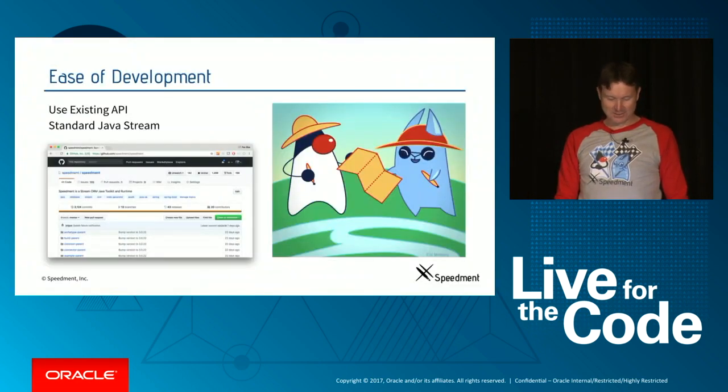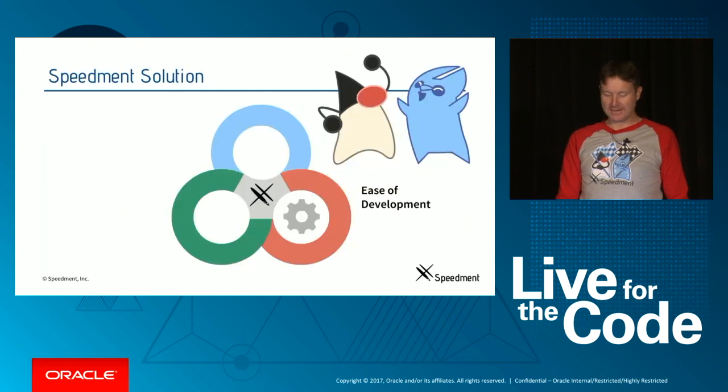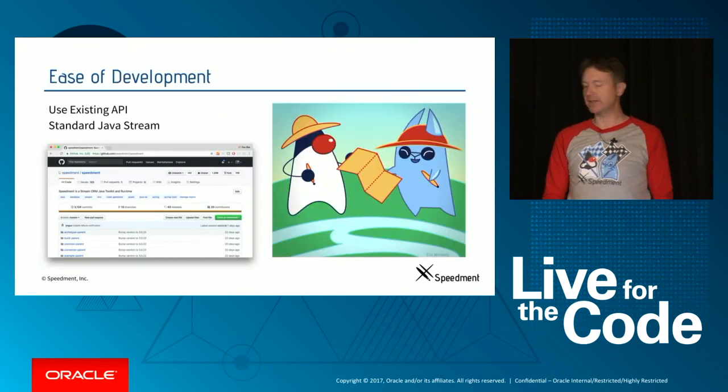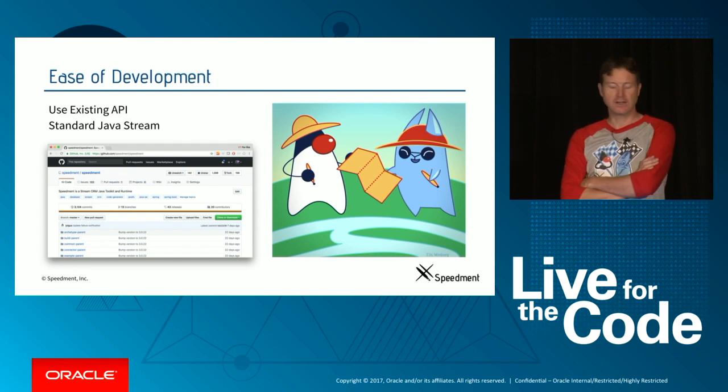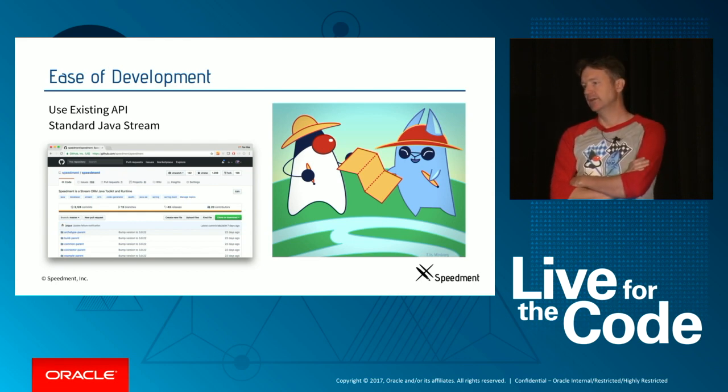Okay, so talk about ease of development. We are using standard Java streams when we are querying, for example, a database or in memory. So we haven't come up with a new API. We stick to the one that already exists for good reasons.